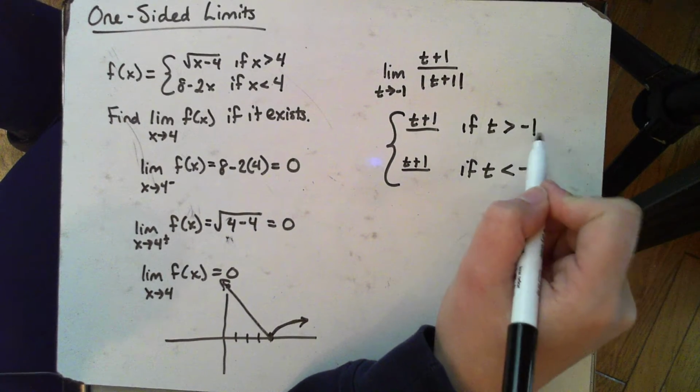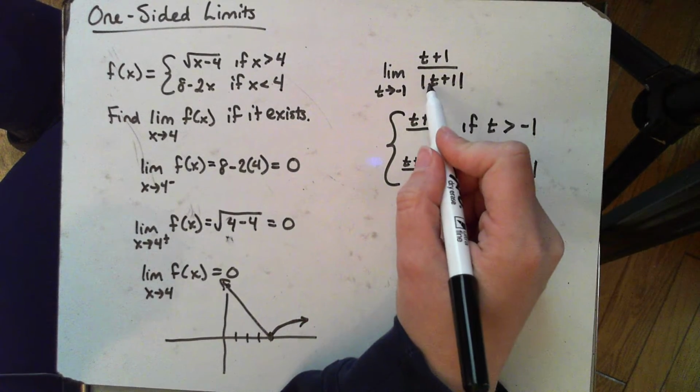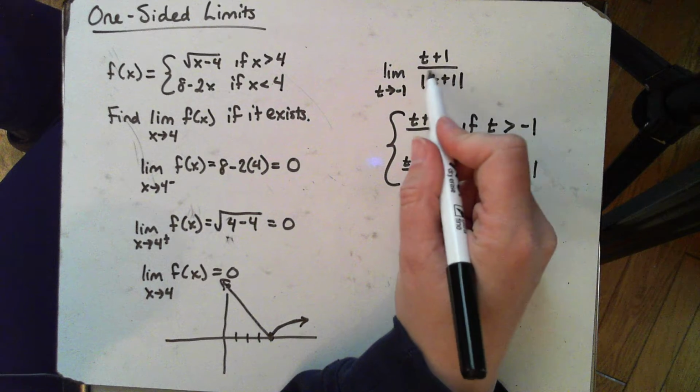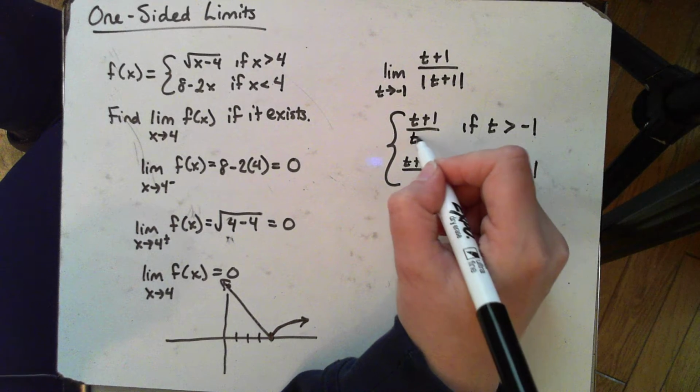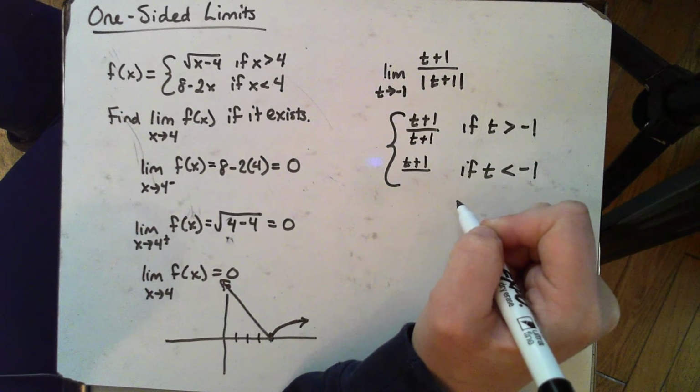If my numbers are more than -1, like 0, this thing is going to be a positive number in here, or if it's 1 or if it's 2, it's going to be a positive number. So it's just going to be t plus 1.